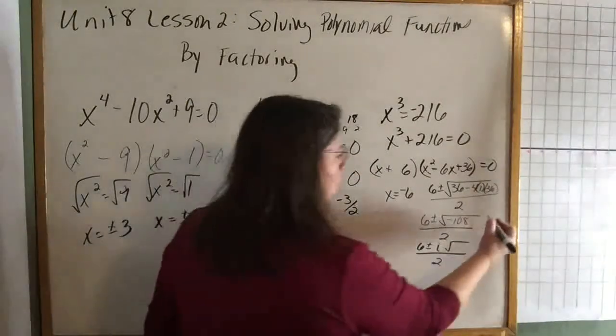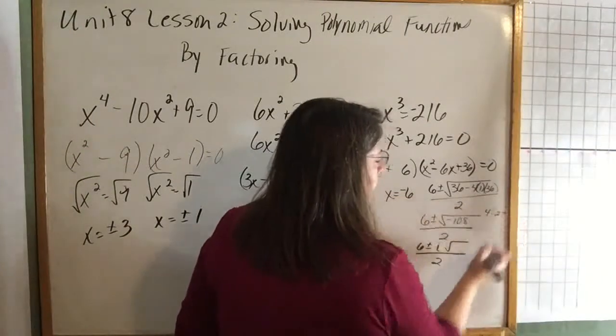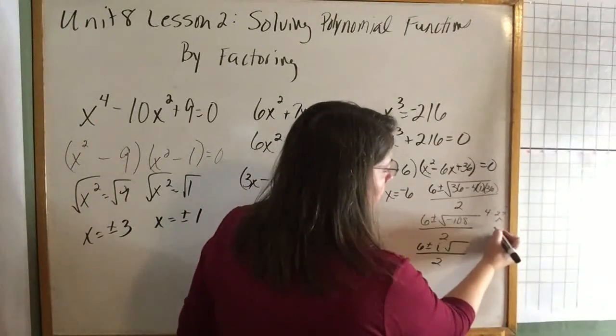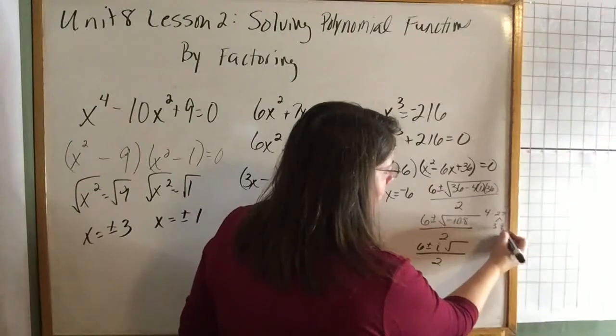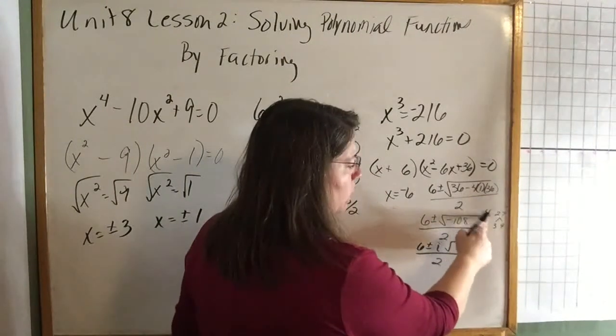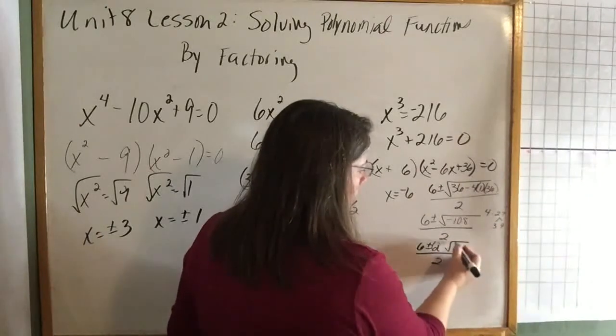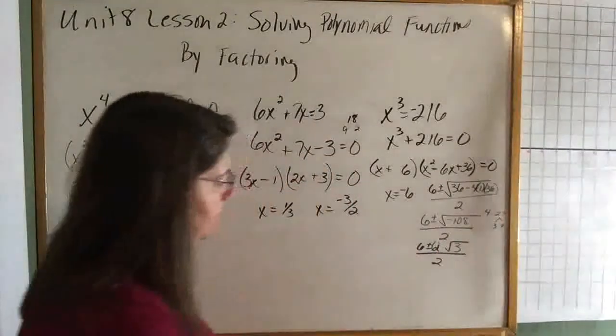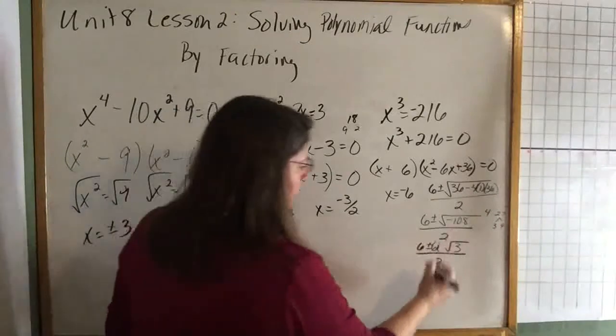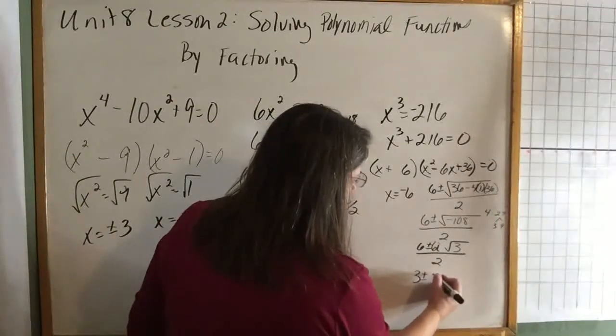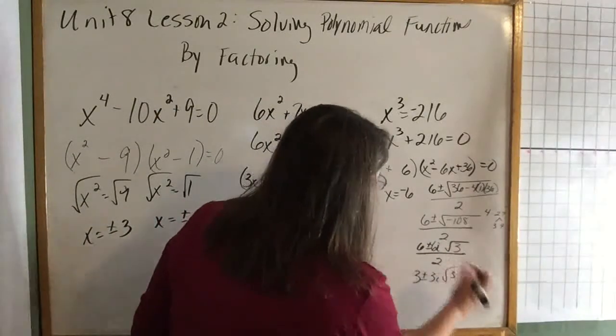108 is 4 times 27. 27 breaks down into 3 times 9. So I can bring a 2 out with the 4 and a 3 out with the 9. So I can bring out a 6. So I have a 6i, and then there's a 3 left on the inside. And then I can divide both of those by 2. So I've got 3 plus or minus 3i square root of 3.